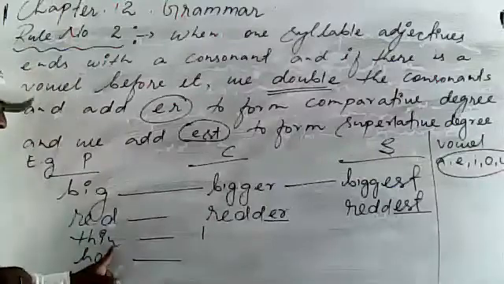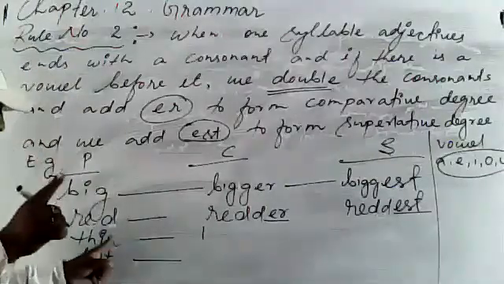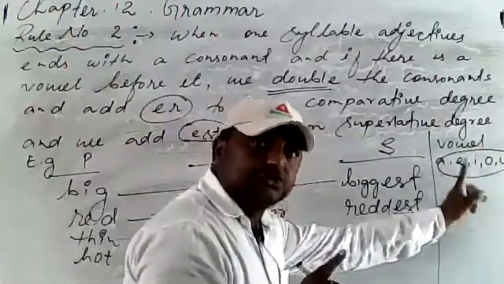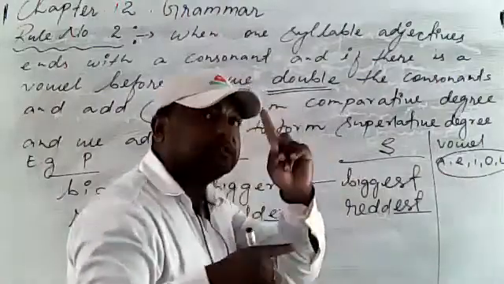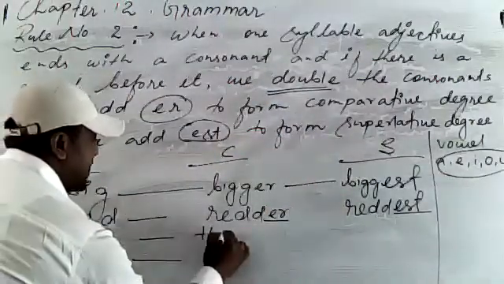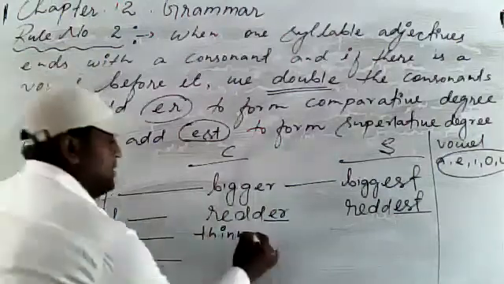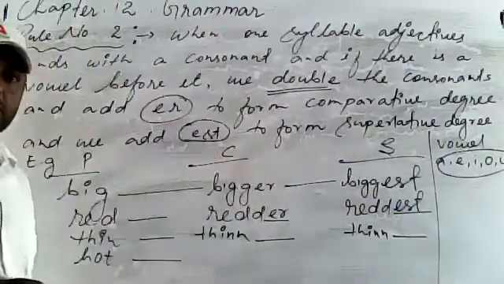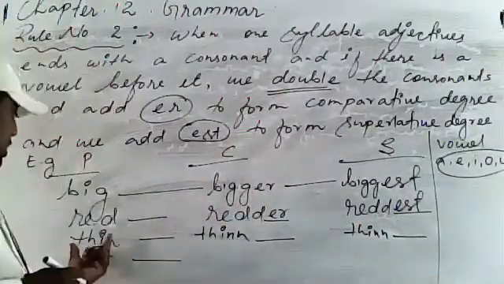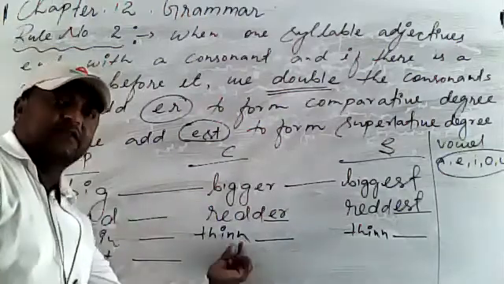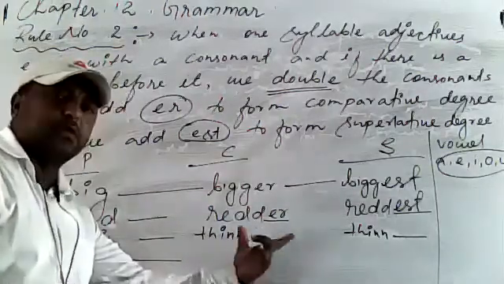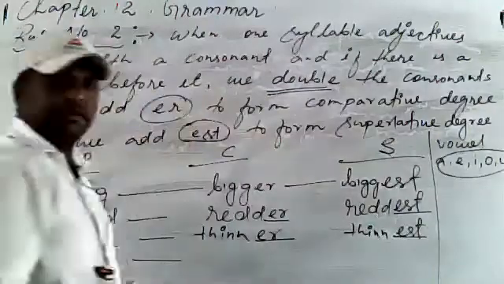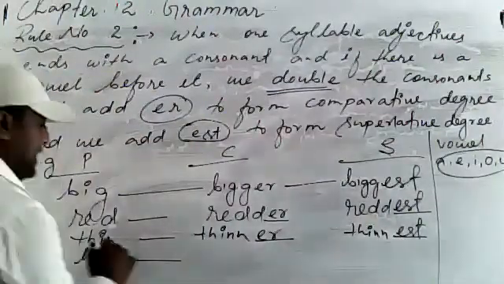Thin. The last letter is a consonant, and the letter just before the consonant is I, and I is a vowel. So I am going to double the last consonant letter. T-H-I-double-N. To form the comparative degree from the positive degree, I have doubled the last consonant letter. Now what am I going to add here? ER. Thinner, and here EST. Thinnest. Now again the last example.